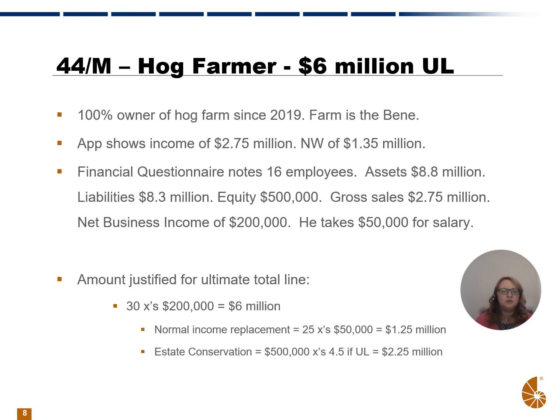If we look at just normal income replacement at his age, we'd only be at 25 times income, and we'd only use the salary, and that would only get us to 1.25 million. Even if we use estate conservation at the 500,000 for his net worth, or his equity listed here, and if it's a UL, we go 4.5 times for a multiplier. That's only 2.25 million. So we're only getting to 3.5 million when he wants 6. So it's really important to use the right multiple for the product type.